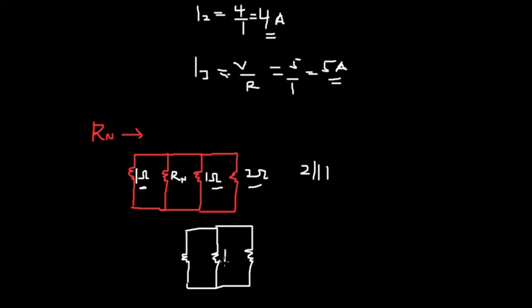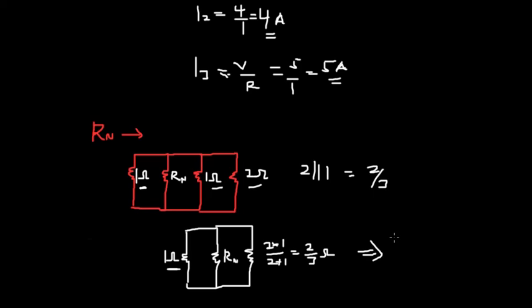So we have R, and then we have 1 ohm. Now 2 times 1 divided by 2 plus 1, that's 2 on 3. The 2 on 3 ohm will also be in parallel with this 1 ohm. So when you do that, this one will give us 2 on 3, because 2 times 1 on 2 plus 1 is 2 on 3. So let's find this portion.